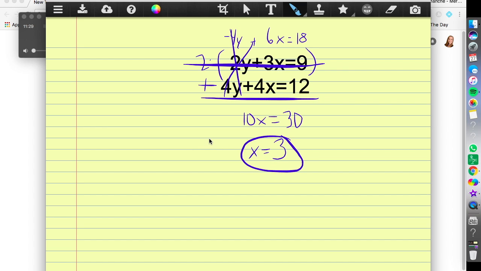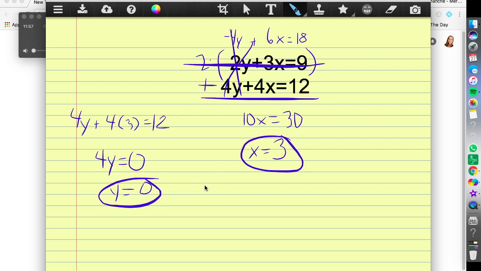Okay. Once again, we have to have a value of y, though, before we're done. So I'm just going to use that bottom equation and plug in this value of x. So we're going to have 4y plus 4 times 3 is equal to 12. And 4 times 3 over here is equal to 12. I'm going to subtract that to the other side. I'm going to end up with 4y equals 0, which means that y would have to equal 0.